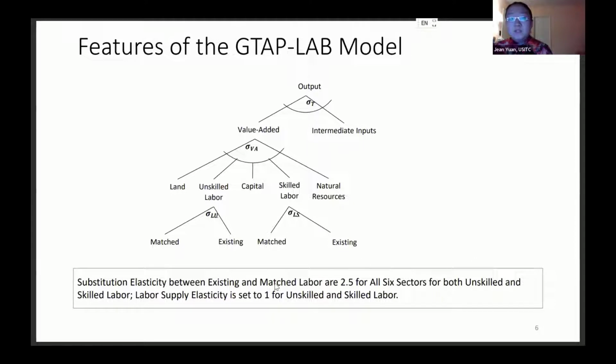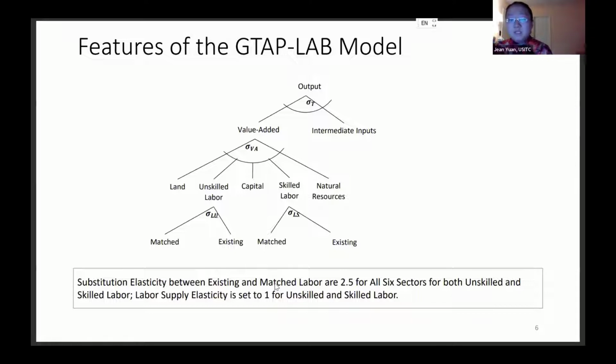So with this matching function incorporated into the GTAP model, so that we have actually frictional unemployment in the model, the production structure in the GTAP model also changed. As you can see here, the upper level of the production structure is the same as the standard GTAP model. That is, the output is produced by using intermediate input plus the value added.